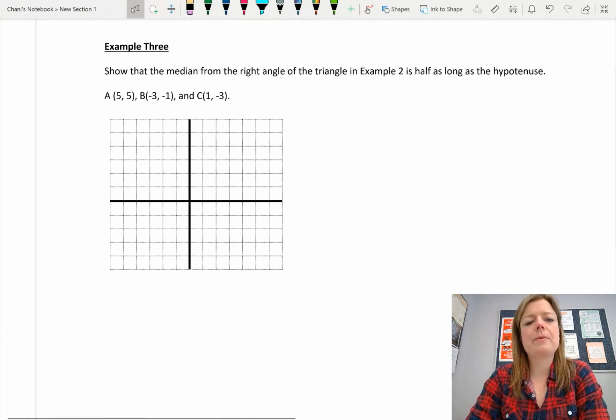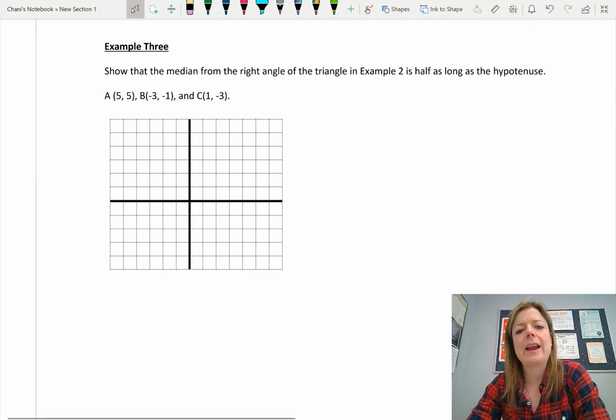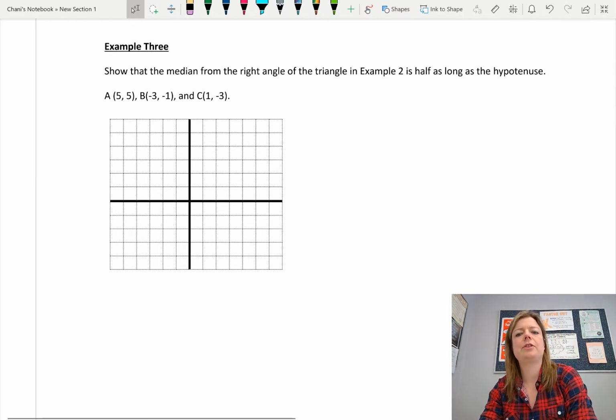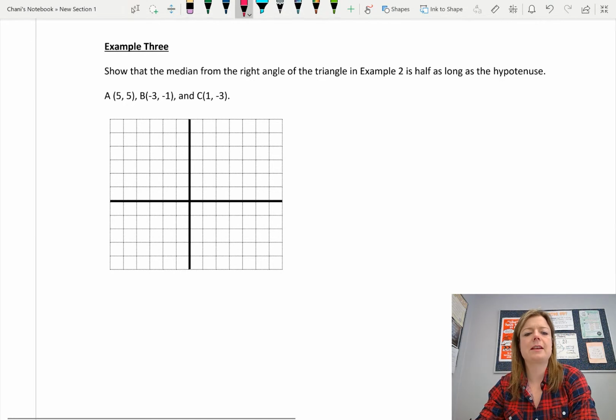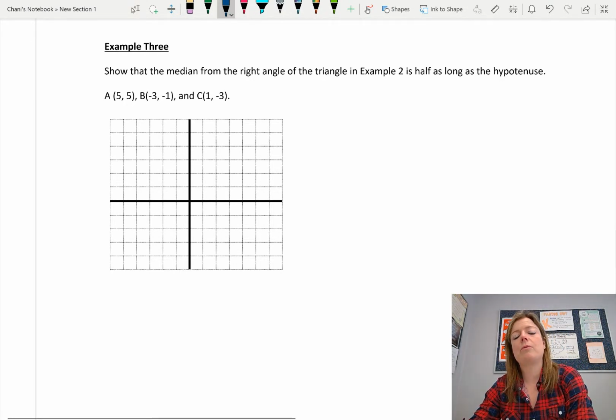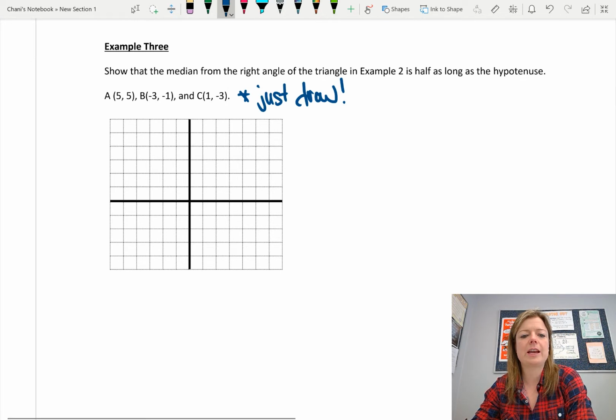All right, one last question and then we are done the note. Okay, so show that the median from the right angle of the triangle in example 2 is half as long as the hypotenuse. So this to me, I read this and I'm like, whoa, way too much information. So I always just start by drawing. So when in doubt, just draw it out, people. Just sketch this before you even start worrying your pretty head about what it means.